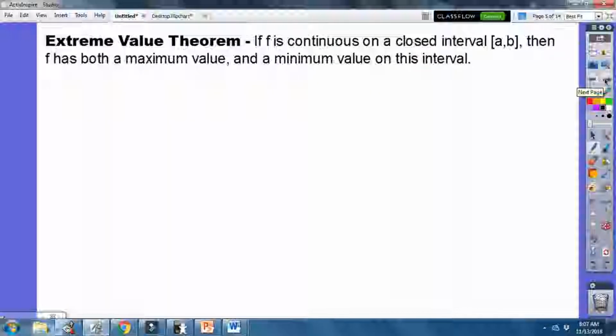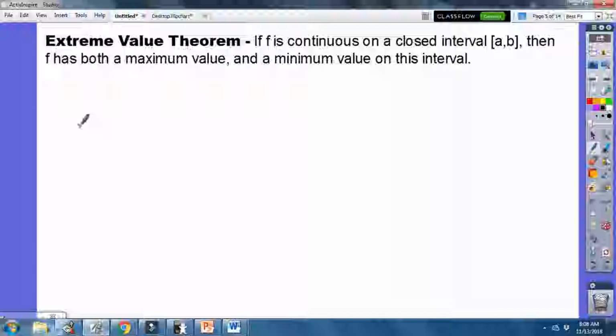So now we're going to look at the extreme value theorem. The extreme value theorem says if f is continuous on a closed interval a to b, then f has both a maximum and a minimum on the interval. This is just an existence theorem. An existence theorem just means that I'm checking to see if it exists. It doesn't help me find the max and min. It just says it has to exist.